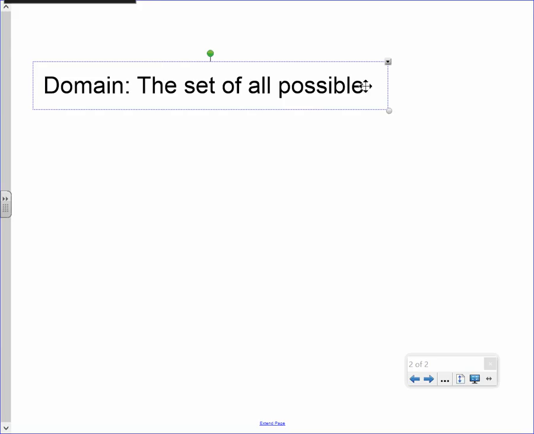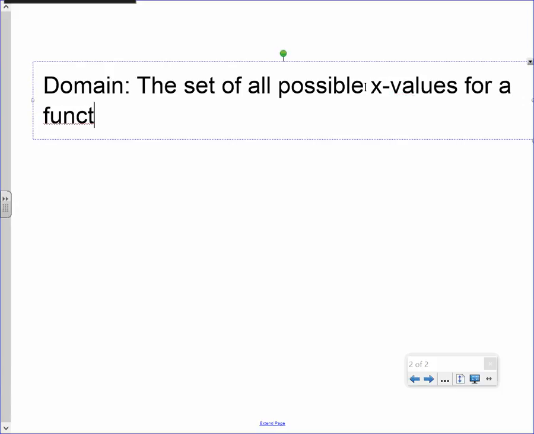The set of all possible x values for a function. Domain: the set of all possible x values for a function.